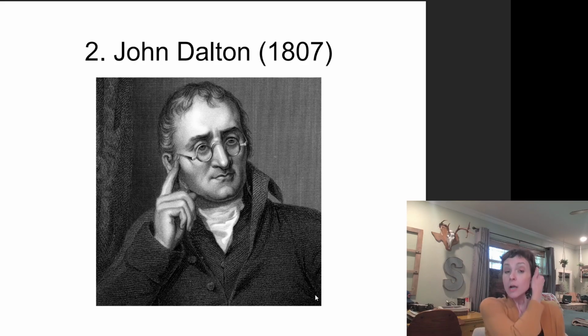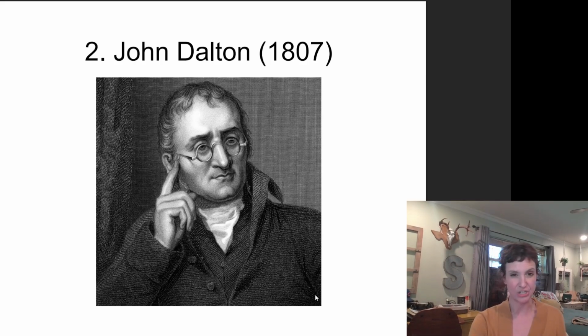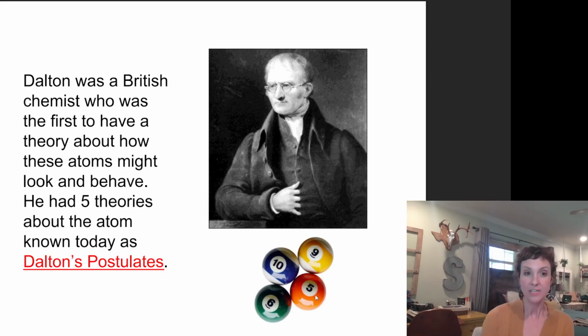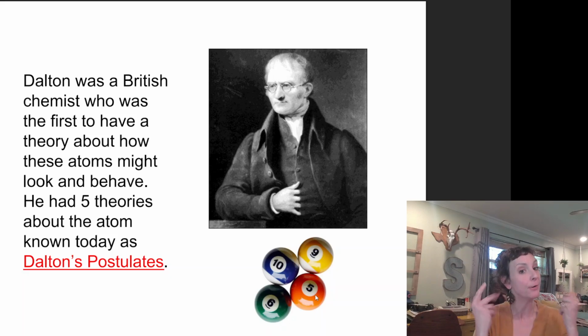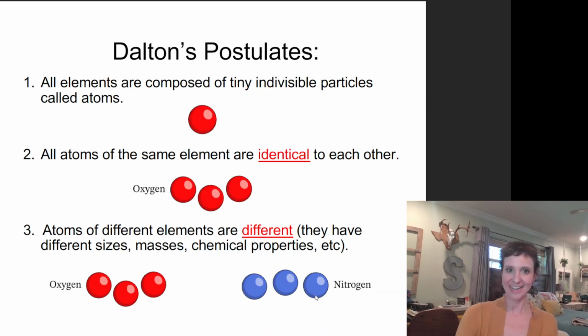Fast forward many years after Democritus, we have John Dalton. And now John Dalton in 1807. Let's see what John Dalton had to contribute to the atom. So John Dalton was a British chemist who was the first to have a theory about how these atoms might look and behave. He had 5 parts of his theory known today as Dalton's postulates. Here we go, I'm getting excited.